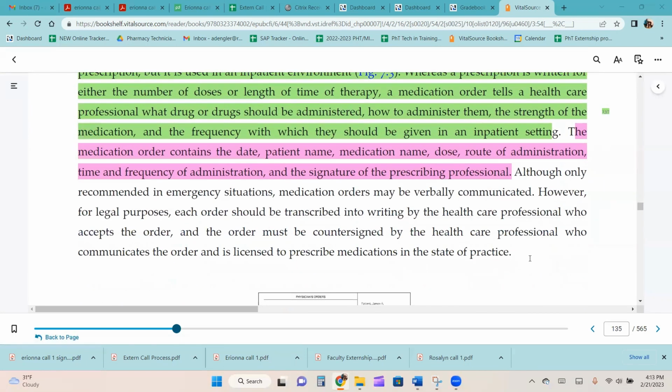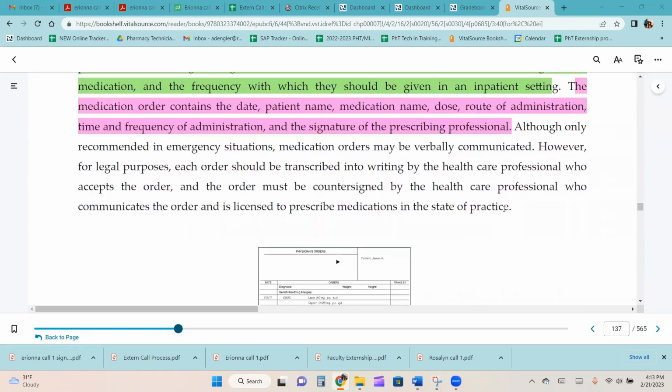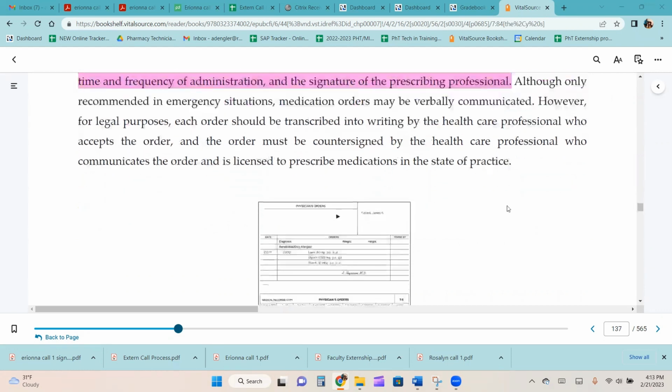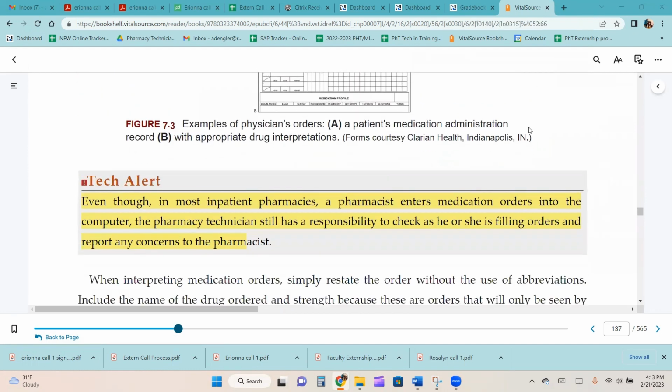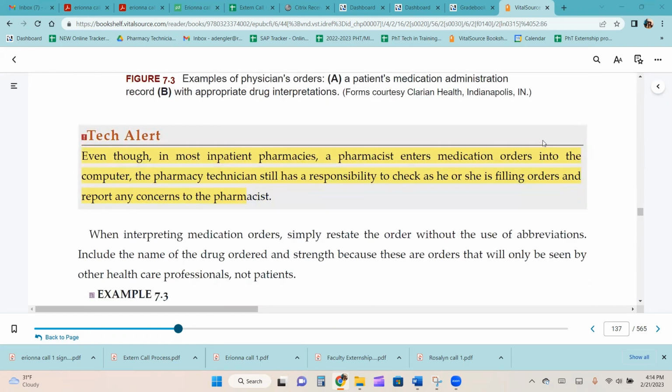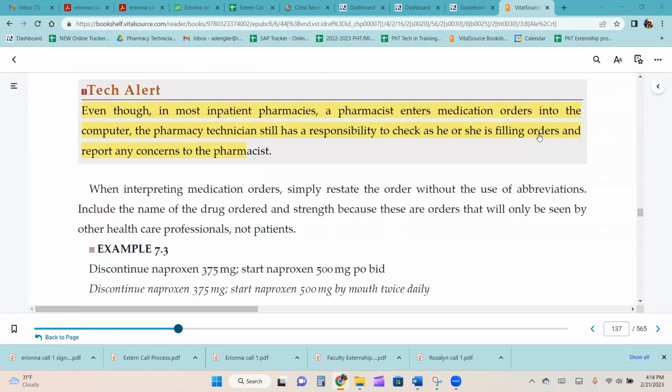Although only recommended in emergency situations, they can be verbally communicated. However, for legal purposes, each order should be transcribed into writing by the healthcare professional who accepts the order, and the order must be countersigned by the healthcare professional who communicates the order and is licensed to prescribe medications in the state of practice. Even though in most inpatient pharmacies, a pharmacist enters medication orders into the computer, the pharmacy technician still has a responsibility to check as he or she is filling orders and report any concerns to the pharmacist.